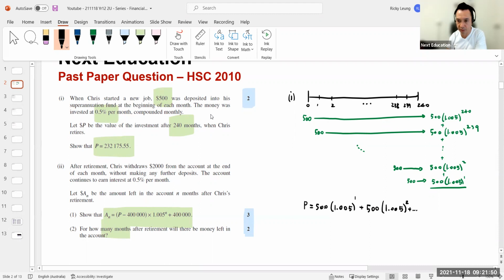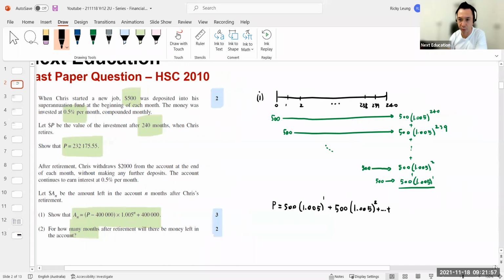So right now it's just automatic robot mode, where you basically know exactly what you want to do and what you want to see. You just got to get it. So 1.005^239, and then last but not least, the last piece there, 1.005^240.